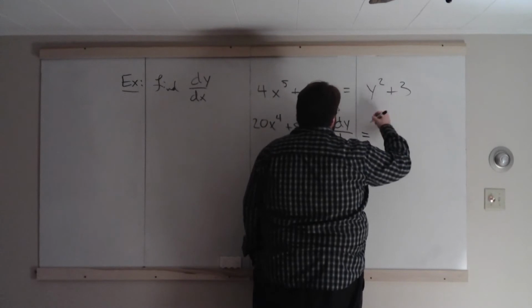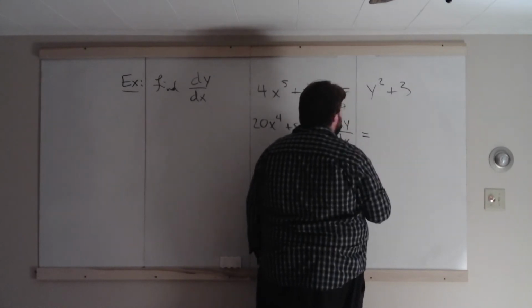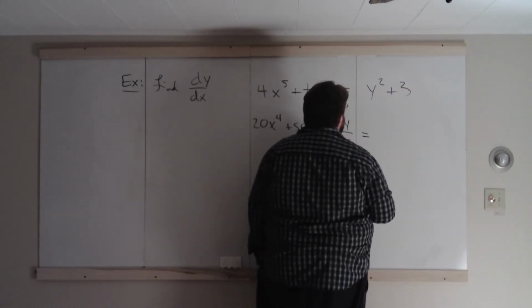Let's make it a little more interesting. We did a y squared in the previous examples. Let's make this y to the 23rd.